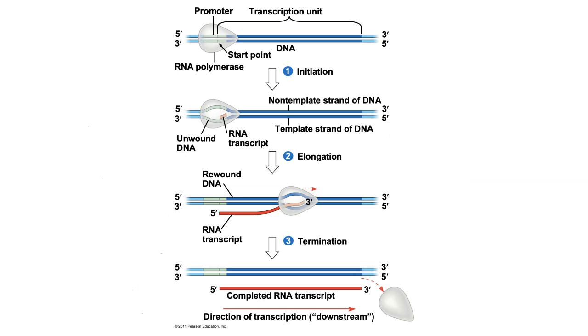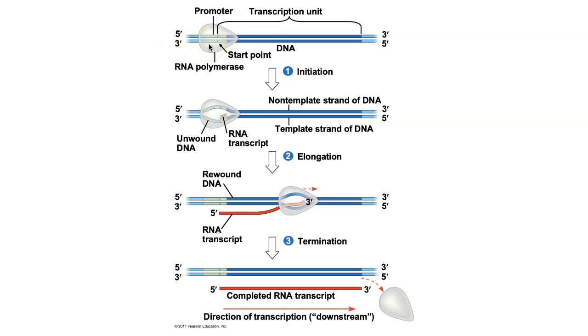So let's start with this image to get an overview of transcription. So up at the top here, we see our 2 strands of DNA. Again, they're anti-parallel. One of them is 5' to 3' and the other is 3' to 5'. This is going to be important in just a moment. On each strand, there is a region of DNA called the promoter. The promoter is important because this is the signal of where to begin transcription.